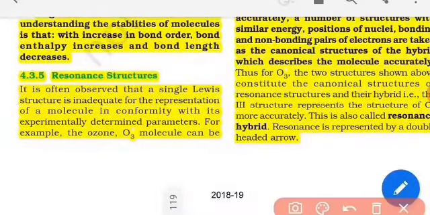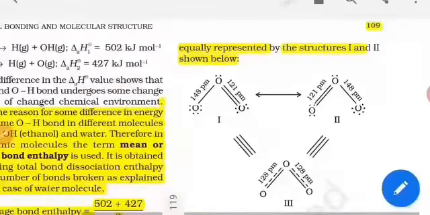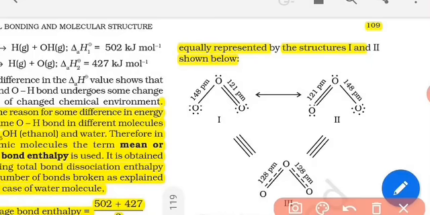Next topic is resonance structure. It is often observed that a single Lewis structure is inadequate for the representation of a molecule, and this structure cannot explain all the properties of molecules. For example, ozone molecule can be represented by these two structures. An actual structure of ozone molecule is this.